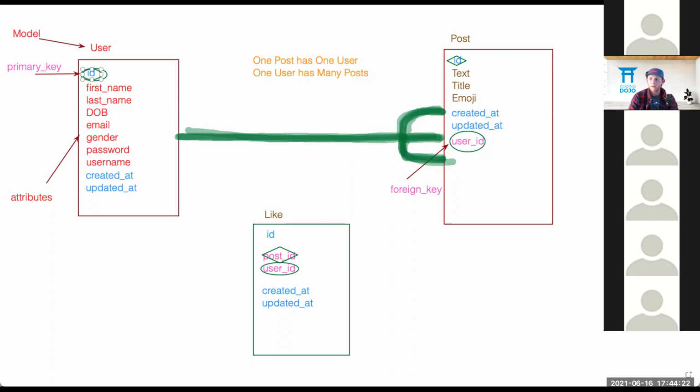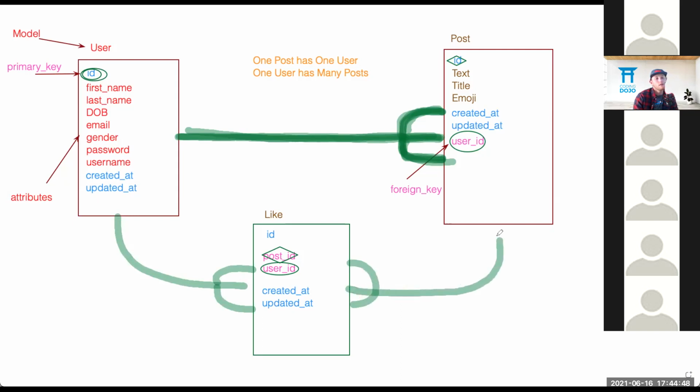Now, if we think about it, can a user only like one post? No, right? A user can like many posts. So over here. And then can a post only have one like? The answer to that question, as we know, is no, or else influencers would not be a thing. So what this does is this creates what we call our many-to-many table.